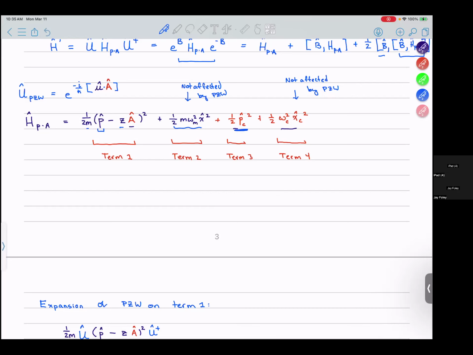So basically, if you go down the line and apply the PZW to term 1, term 2, term 3, and term 4, term 1 is going to have the matter momentum shifted by the amount ZA. Term 2 is going to be unaffected. Term 3 is going to have the photon momentum shifted by some amount. The precise amount you need to work out, but mu hat and lambda naught have to enter into the equation. And then term 4 is going to be unaffected.